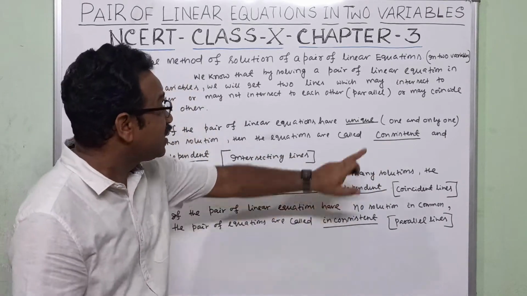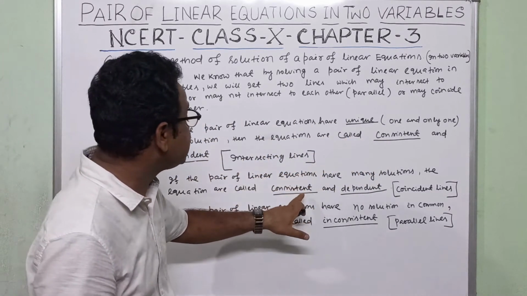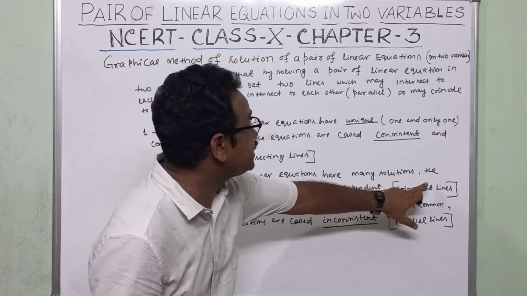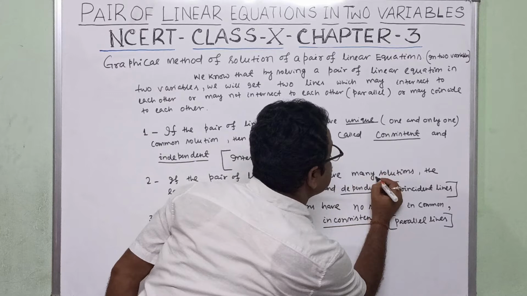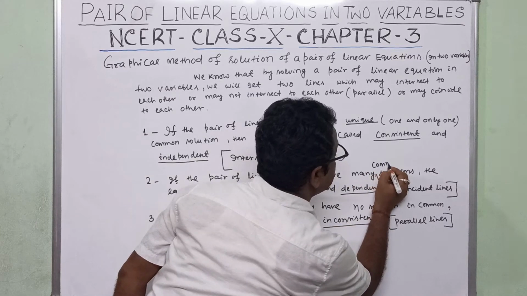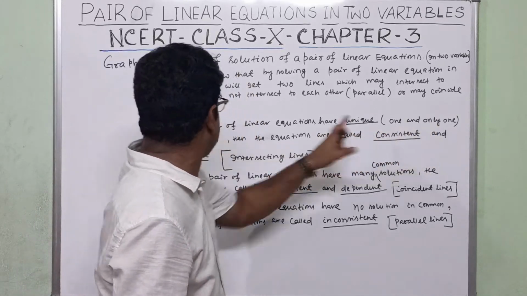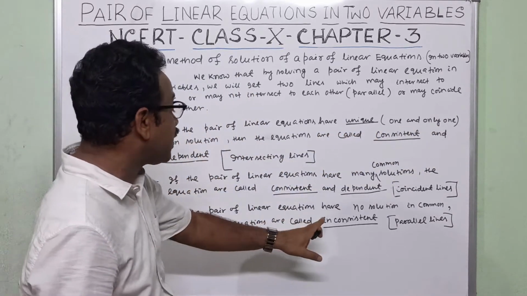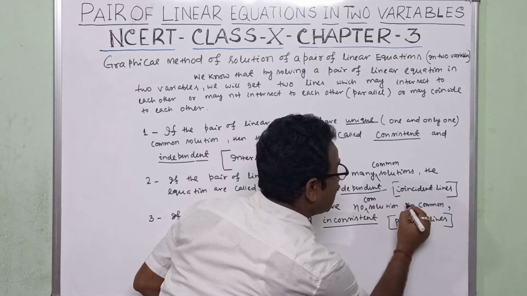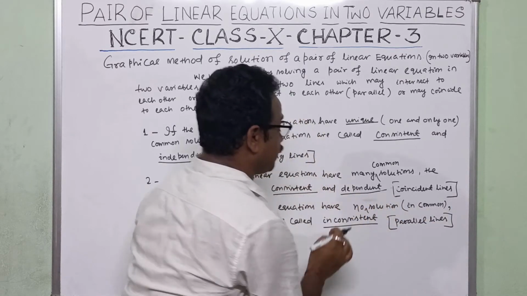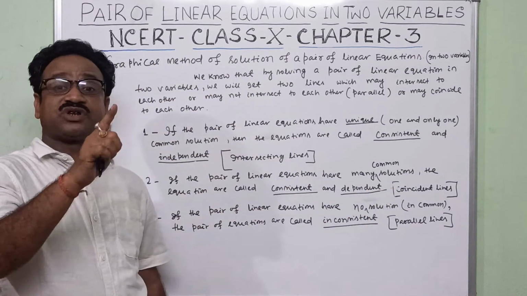If consistent, independent, intersecting lines. Consistent, dependent, coincident lines. So a pair of linear equations have many solutions, many common solutions. Here one and only one solution, common solution. Here no solution, no common solution, in common. So parallel lines. Keep it in mind, note it down. Very important from the examination point of view.